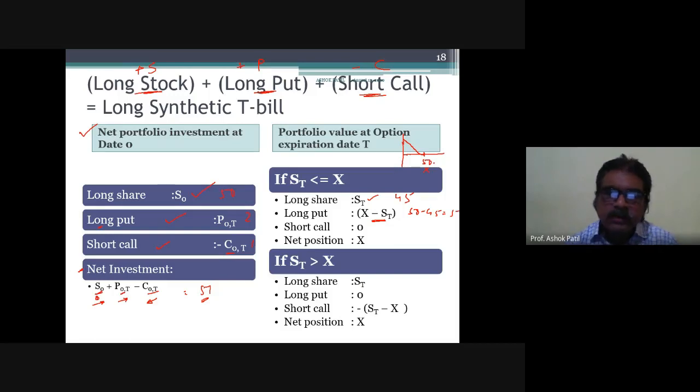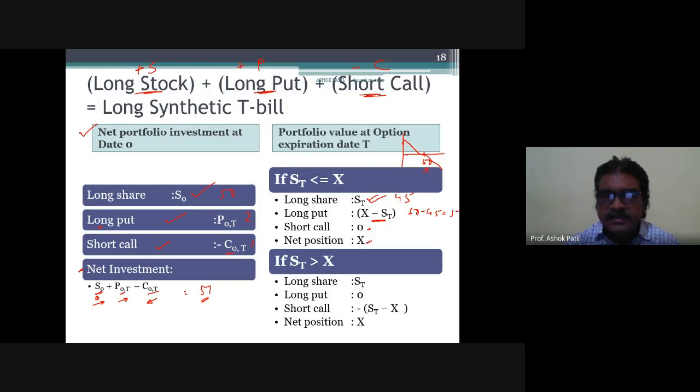Short call, on the same diagram, will look like this. Since it is below, nobody will exercise that. The long call person will not exercise, and therefore there is nothing here. So what is the net position? Net position is ST plus X minus ST. ST gets cancelled.